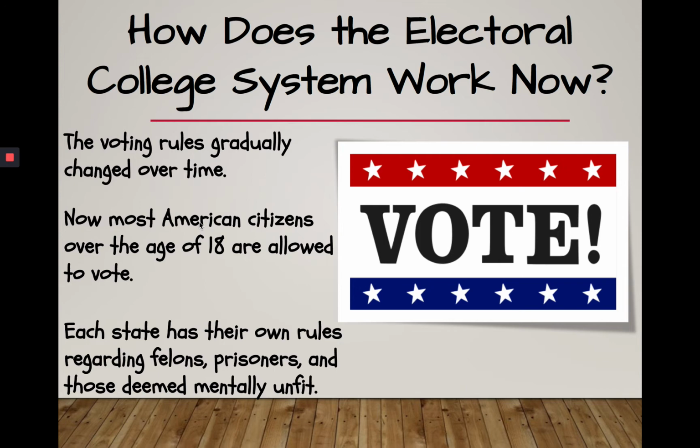So eventually the rules have changed over time. Now most American citizens over the age 18 are allowed to vote, and each state has their own rules. Some states don't allow felons or prisoners or those deemed mentally unfit to vote. So in some states, former felons and prisoners are never allowed to vote again. But for most states, if you're over 18, you can vote.